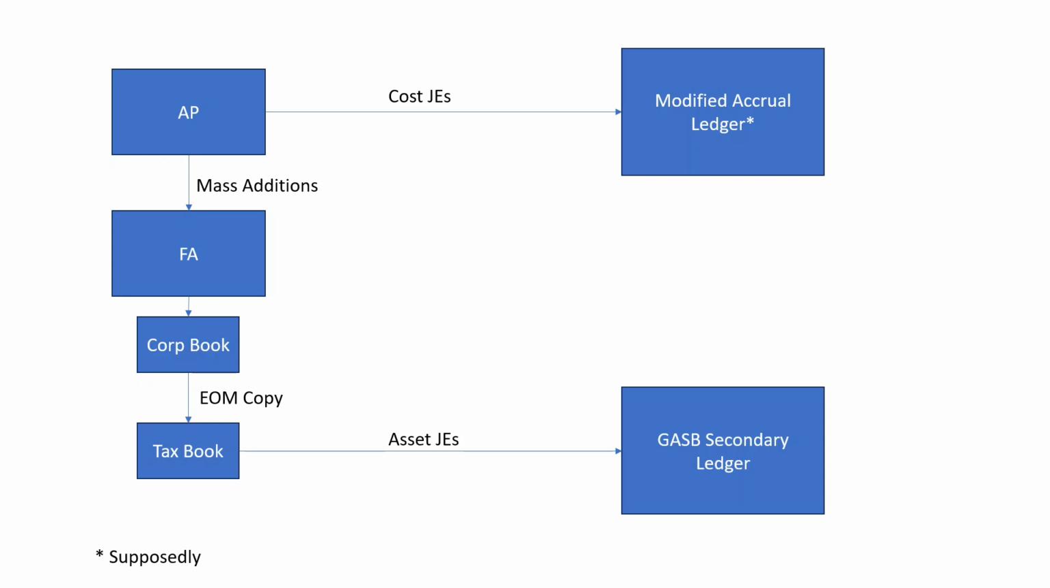All right, let's talk about this tax book secondary ledger approach. You enter a transaction for a fixed asset in AP. It gets costed as an expense in the modified accrual ledger. It gets sent over to fixed assets, pushed into a corporate book. The corporate book pushes it over to a tax book, and the tax book pushes it over to a secondary ledger. Never pushes it over to the original primary ledger. All the costing, all the accumulated depreciation, and all the depreciation expense all occur in the secondary ledger.